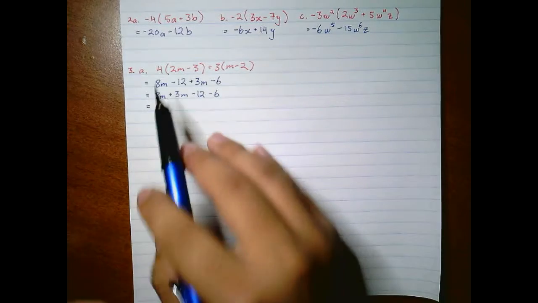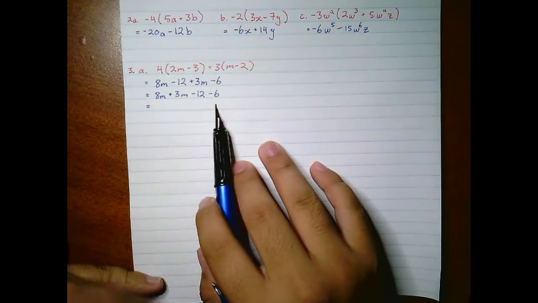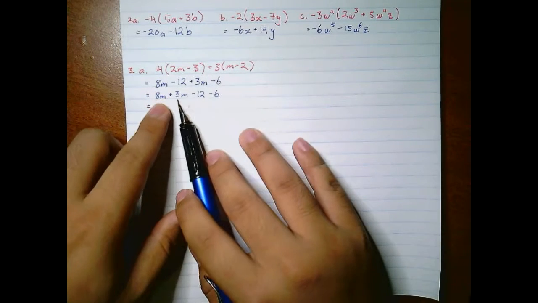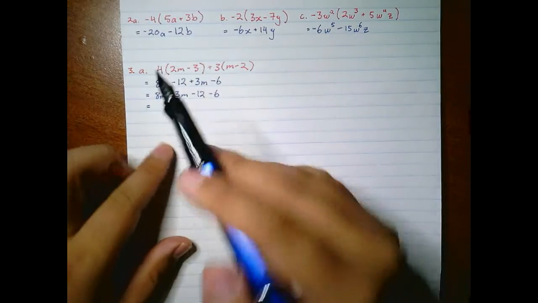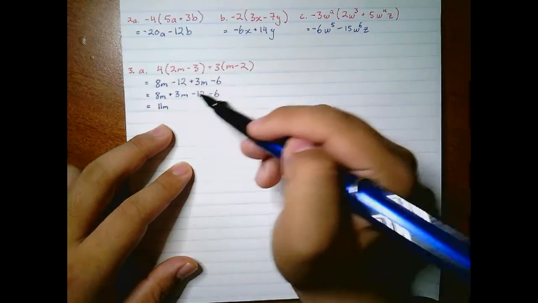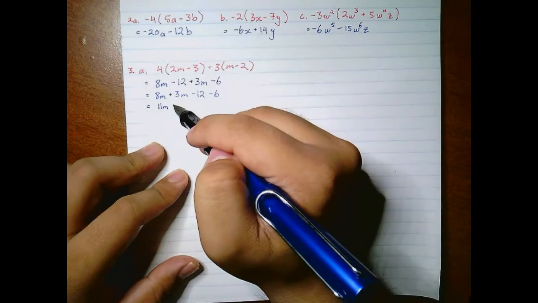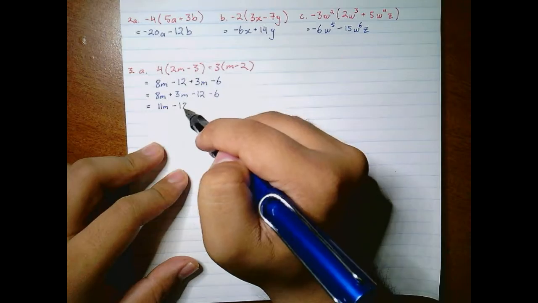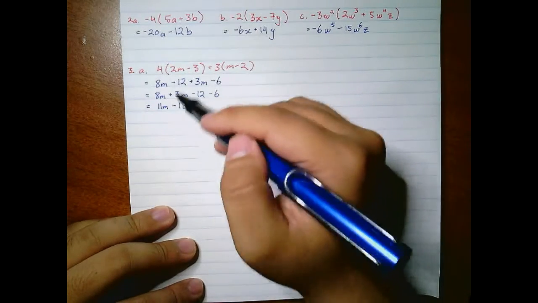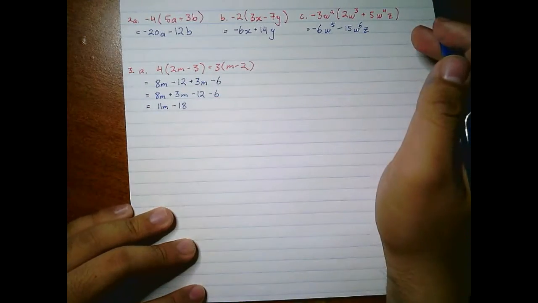Now here's what I said. You could skip this step and move straight to this one I'm about to write. So you could have just done 8m plus 3m, which is what's happening here. 8 plus 3 is 11m. Minus 12 minus 6, well, that's negative 18. And that is the simplified expression of this once it's expanded.